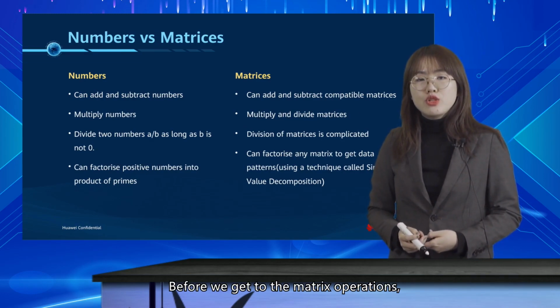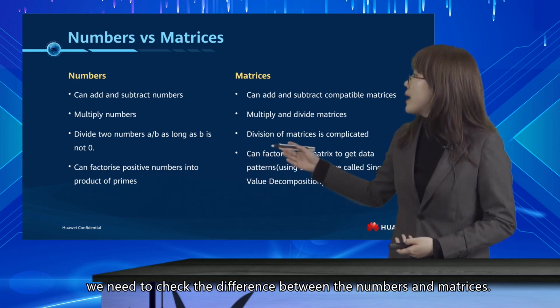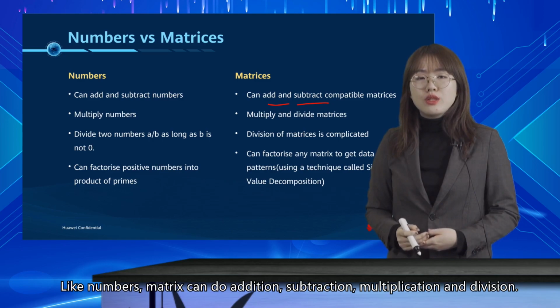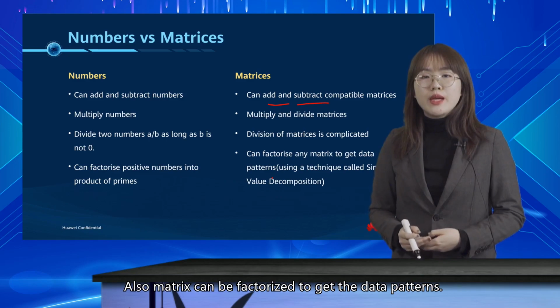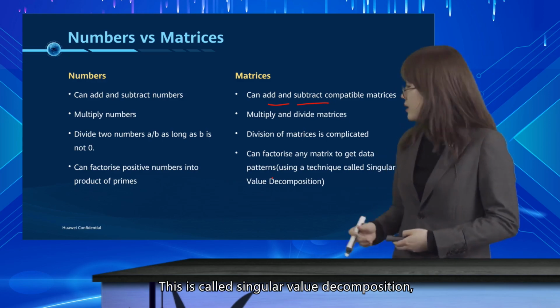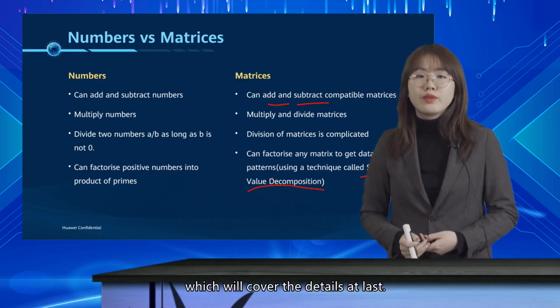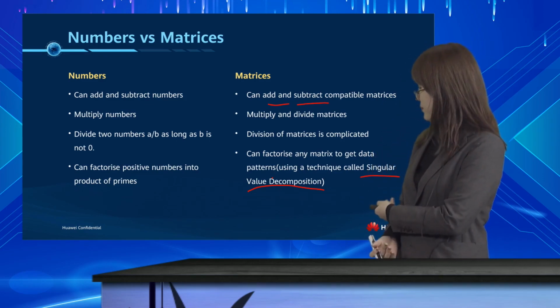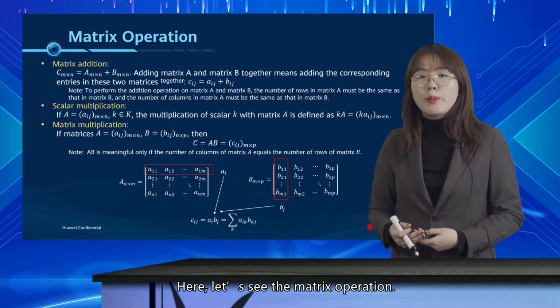Before we get to the matrix operations, we need to check the difference between numbers and matrices. Like numbers, matrices can do addition, subtraction, multiplication, and division. Also, a matrix can be factorized to get the data patterns. This is called singular value decomposition, which we will cover in detail in the last section. Here, let's see the matrix operations.